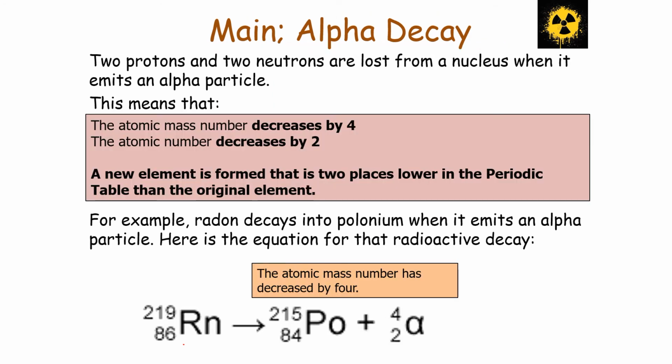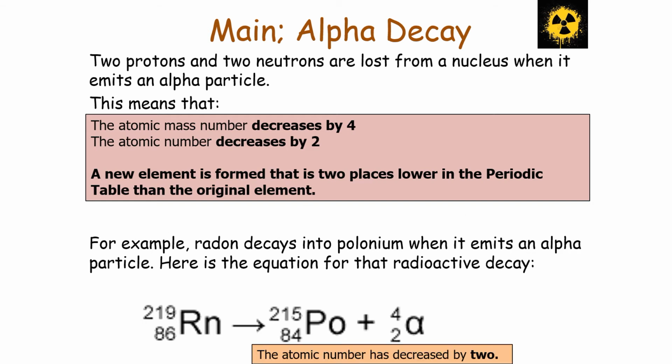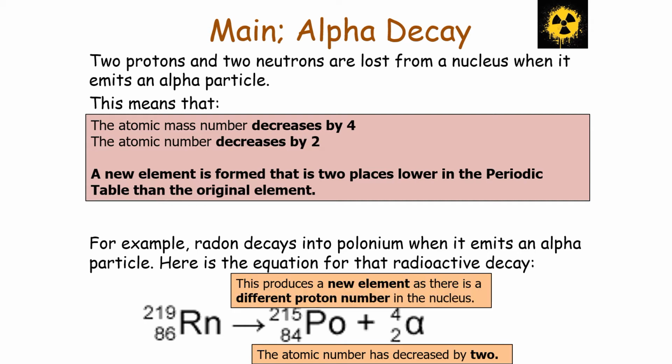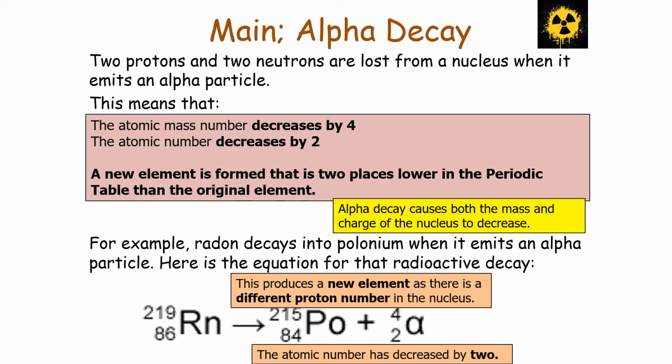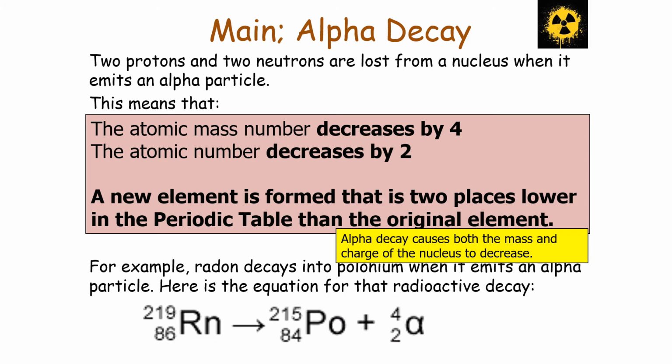So let's just consider what's going on. In alpha decay, 2 protons and 2 neutrons are lost from a nucleus when it emits an alpha particle. This means the atomic mass number decreases by 4 and the atomic number decreases by 2. So a new element is formed that is 2 places lower in the periodic table than the original element. The atomic number has decreased by 2, so this produces a new element as there's a different proton number in the nucleus. Alpha decay causes both the charge and the mass of the nucleus to decrease, so a new element is formed 2 places lower in the periodic table than the original element.